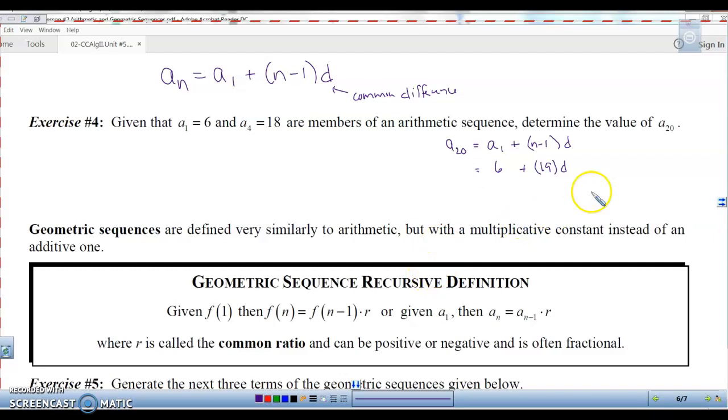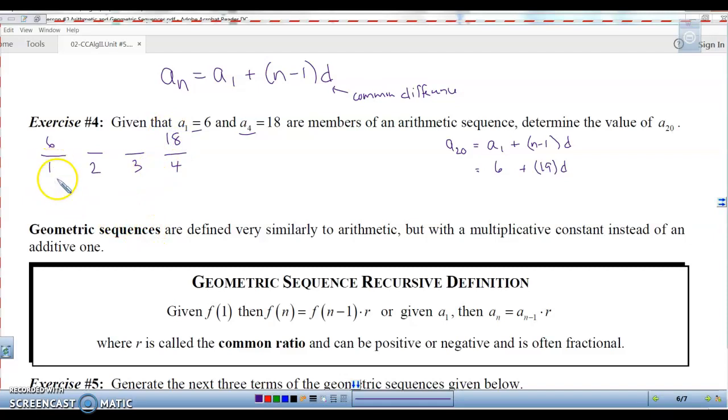Okay, now the problem is we don't know what we're adding. So we're going to use these two sequence terms to figure it out. All right, let's think about this. We know the first term of the sequence is 6. This is the second term, third term, and then the fourth term is 18.